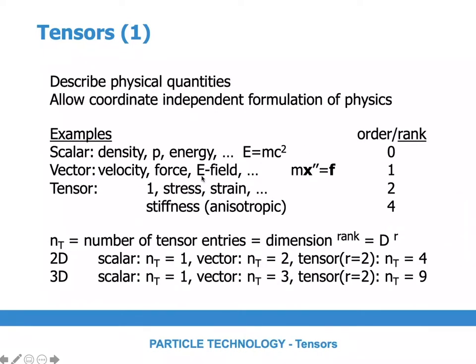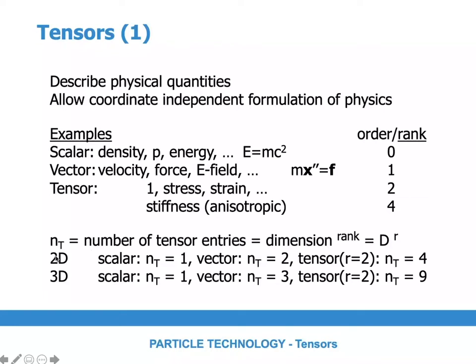Vectors: velocity, force, electric field, accelerations. These are all vectors, rank 1. Tensors: the unit tensor, stress, strain. And then there are higher order tensors, rank 4. Okay, now what is the number of tensor entries? That is dimension to the power rank, d to the power r.